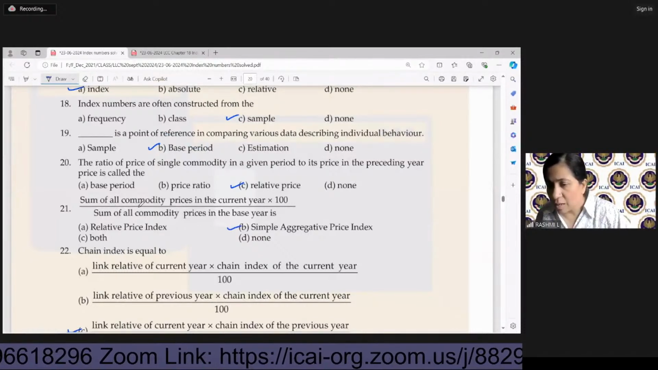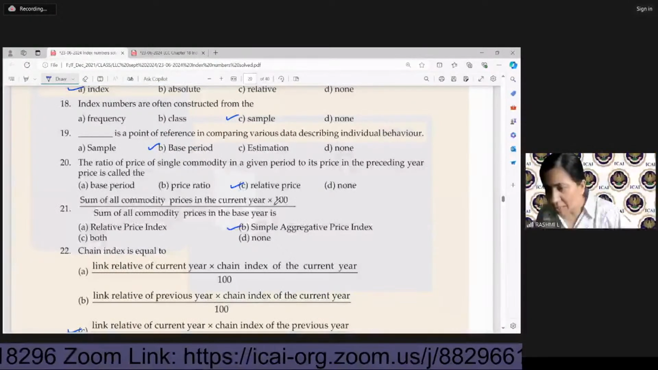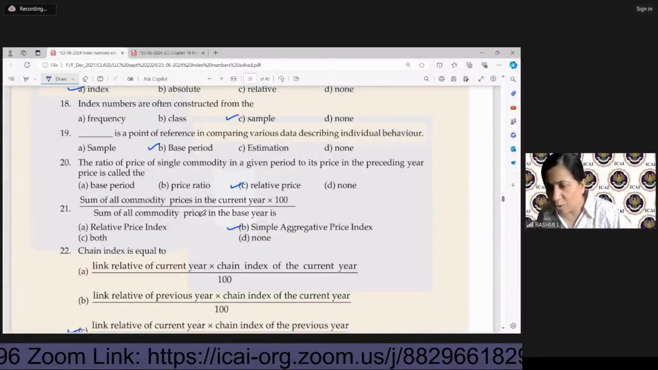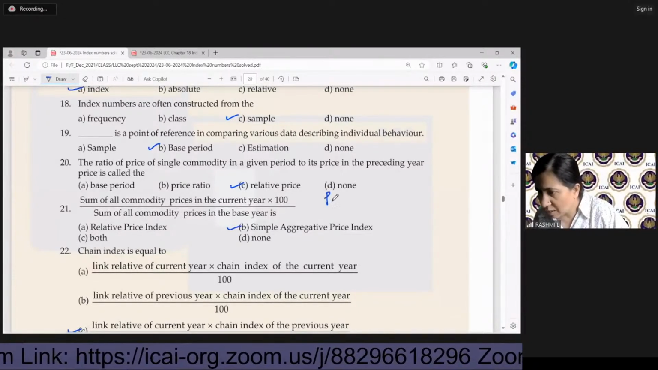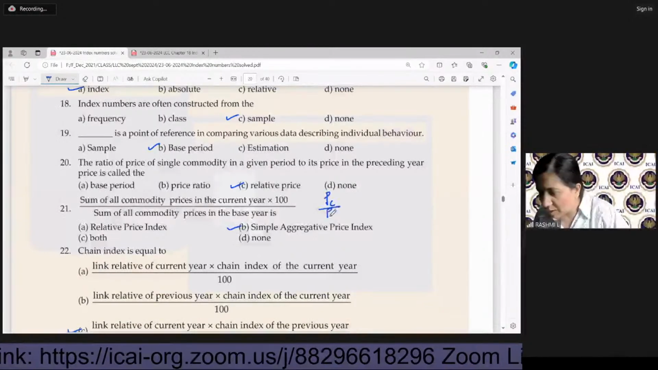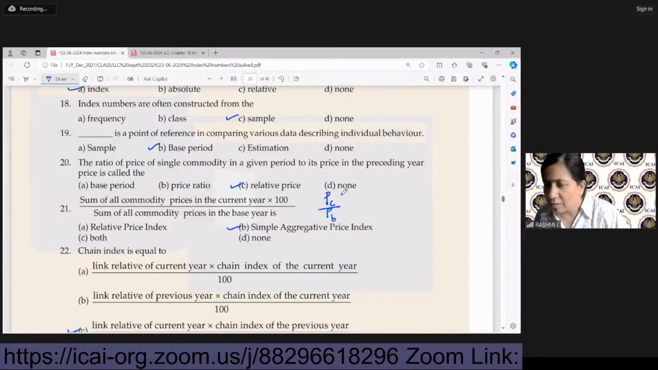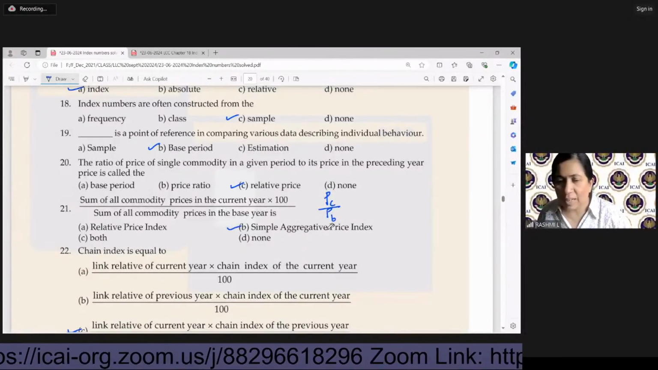Then sum of all commodity prices in the current year upon sum of all commodity prices in the base year. Okay, so prices in the current year upon prices in the base year is nothing but the simple aggregate price index.